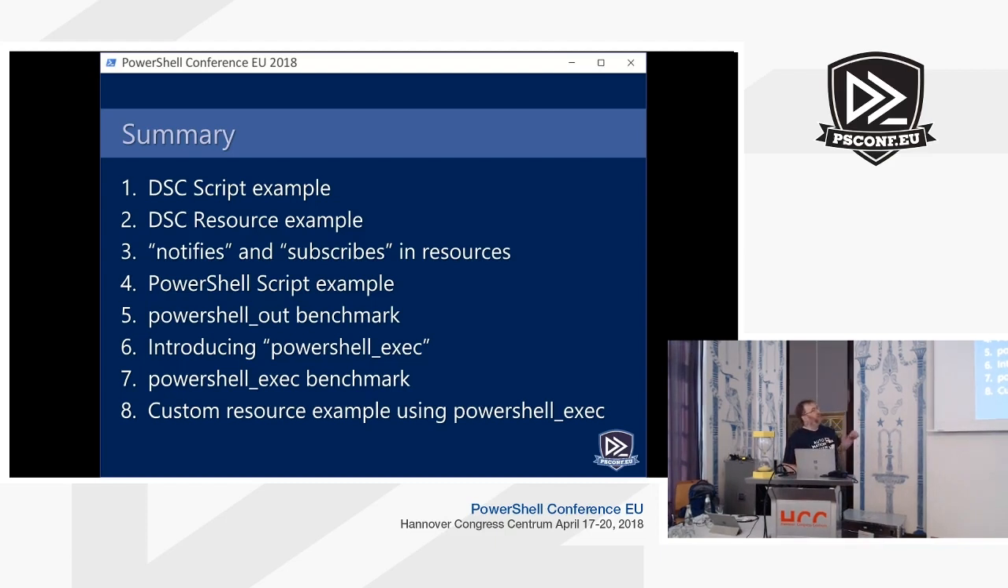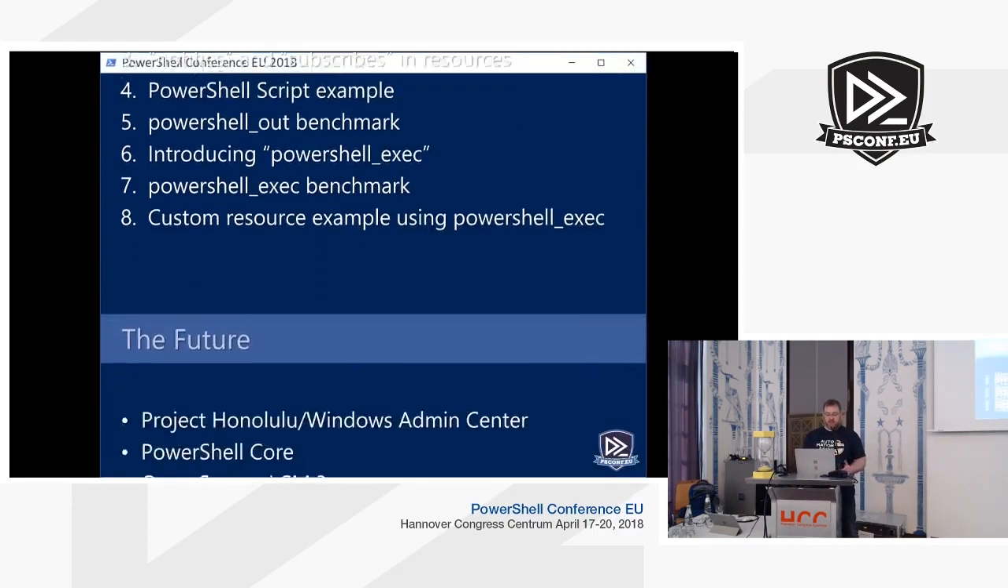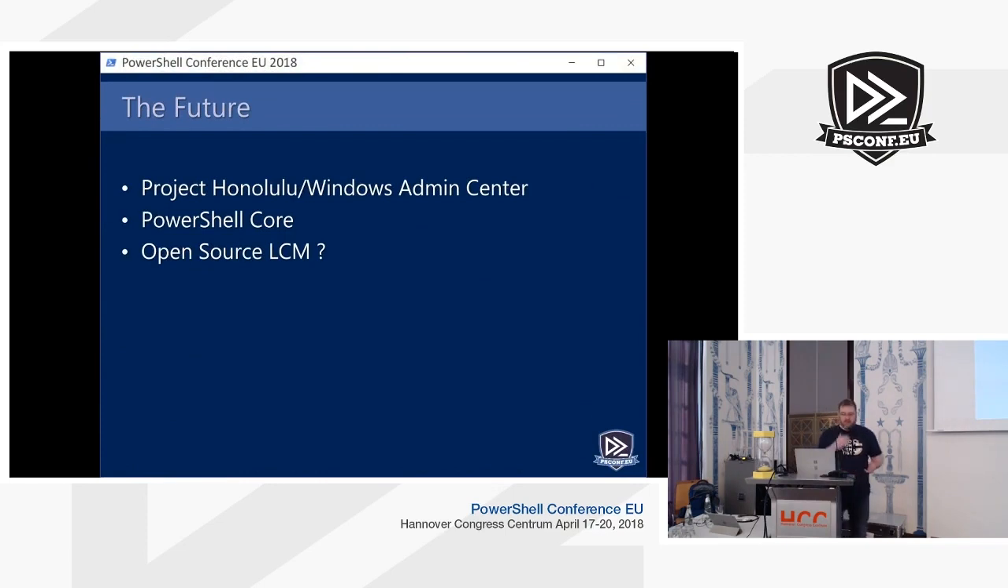Just to summarize the things we went through: the DSC script example, the resource, the notifies and the subscribes, and the resources, PowerShell script the old way, and the benchmark, and then PowerShell exec, which is the new way of doing things, the benchmark for PowerShell exec, and a custom resource example. What does the future look like?